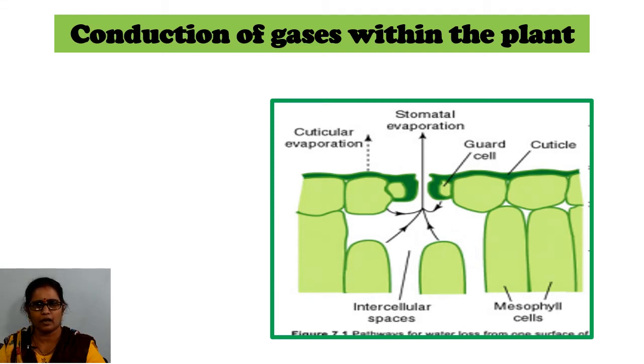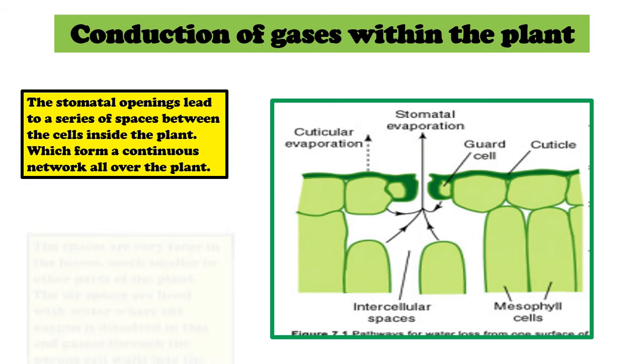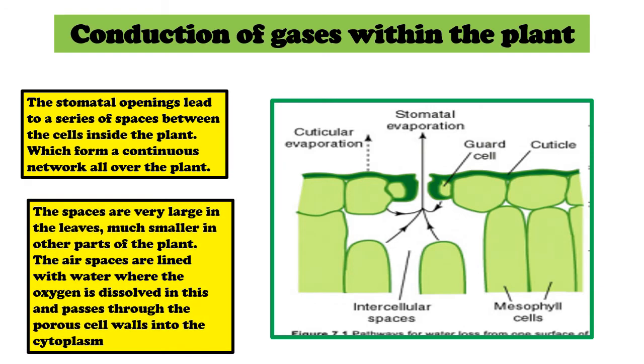You can see that there are a lot of intercellular spaces in this tissue. That means there is a lot of space which is present in between the cells. So the stomatal openings lead to a series of spaces between the cells inside the plant. This forms a continuous network all over the plant. That means there is a space or a route or a pathway of emptiness all over the plant, starting right from the stomatal opening up to each and every edge of the plant. And these spaces are very large in the leaves but much smaller in other parts of the plant.